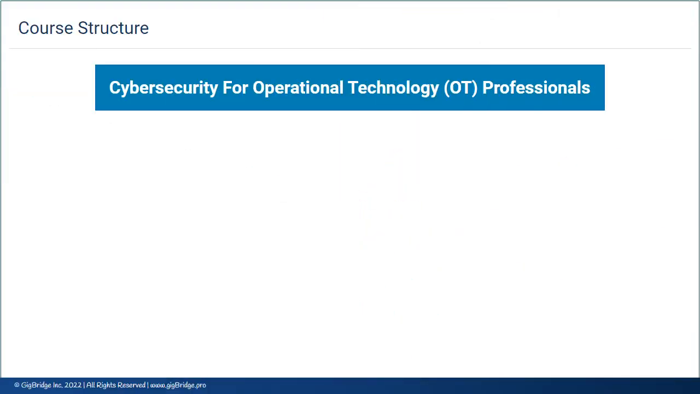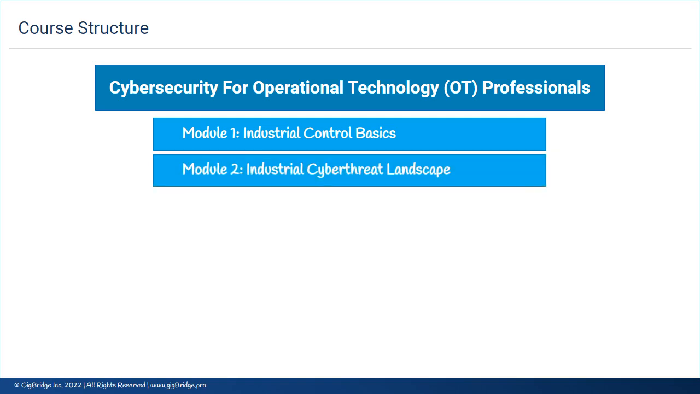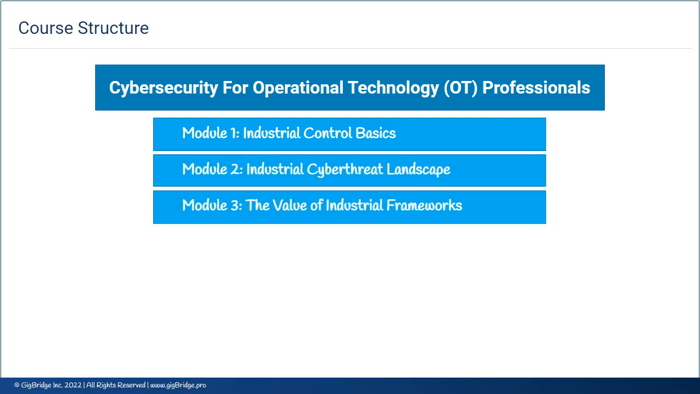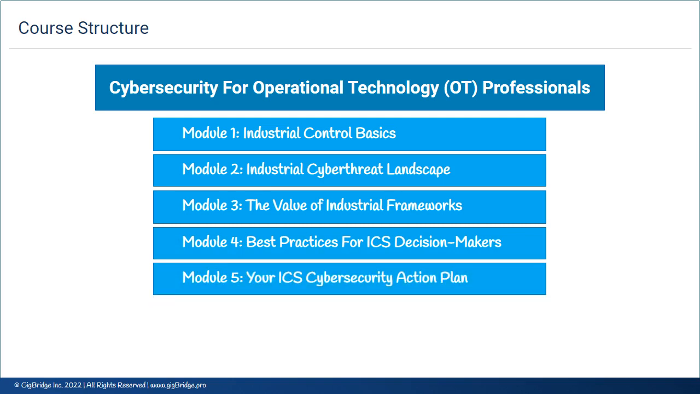This course comprises the following modules. Module 1, Industrial Control Basics. Module 2, Industrial Cyber Threat Landscape. Module 3, The Value of Industrial Frameworks. Module 4, Best Practices for ICS Decision Makers, and Module 5, Your ICS Cybersecurity Action Plan. Let's begin with Module 1.